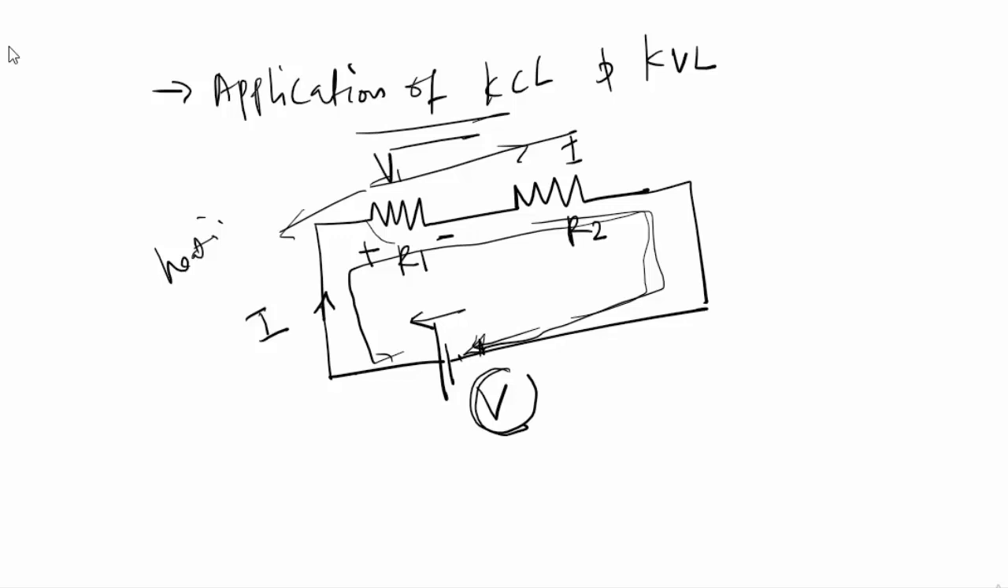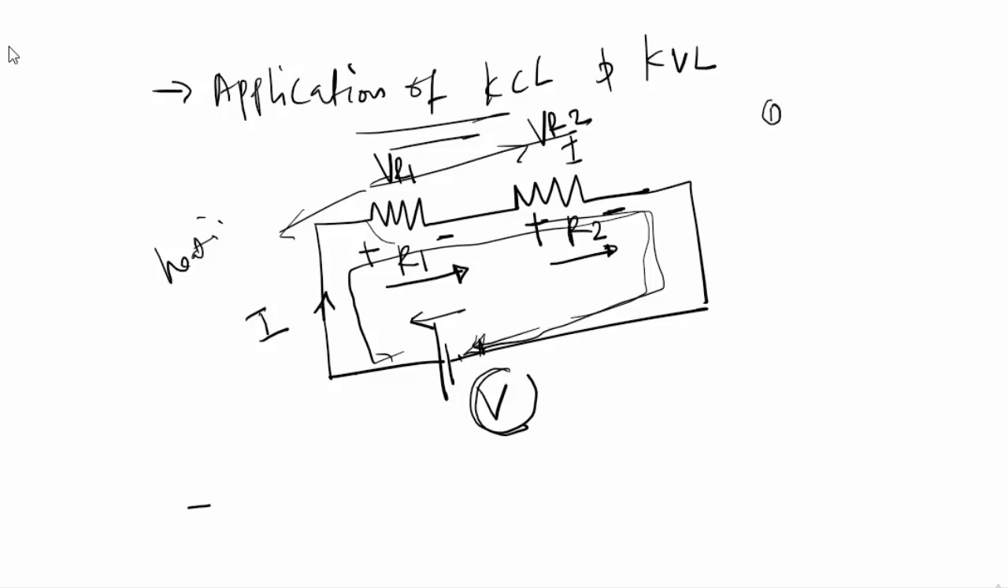So if I'm saying that VR1 is the voltage drop in this resistance, and VR2 is the voltage drop in this resistance, and this is my plus and this is my minus, then voltage drop will always happen from a higher potential to a lower potential. And one of the ways to write the equation is that you'll have to decide what you are going to do.